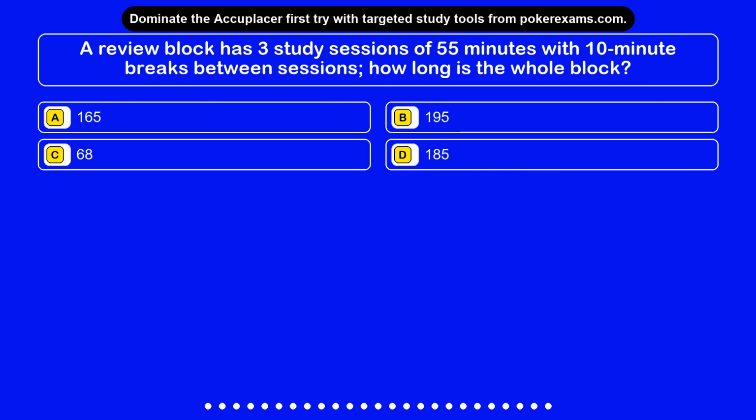Question 8. A review block has 3 study sessions of 55 minutes with 10-minute breaks between sessions. How long is the whole block? Option A, 165. Option B, 195. Option C, 68. Option D, 185.